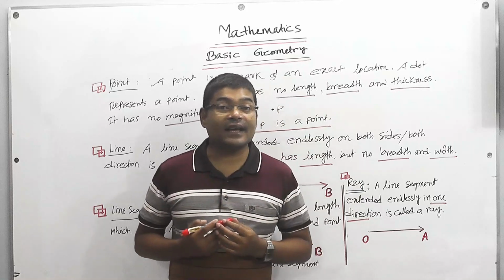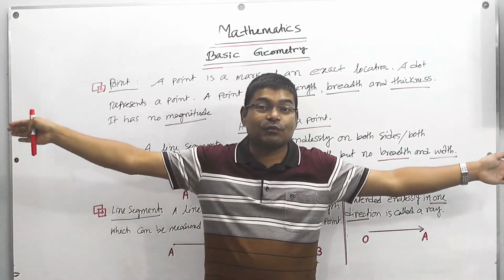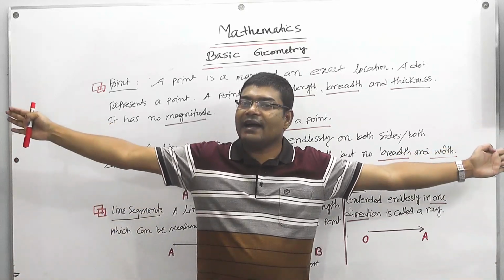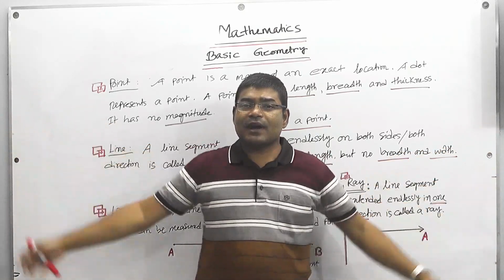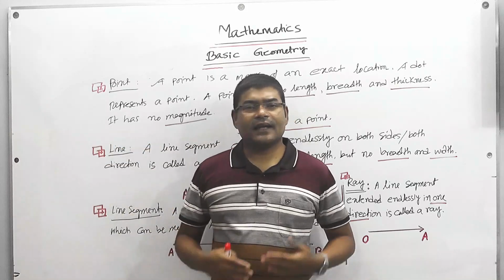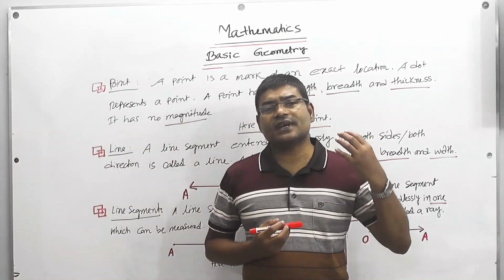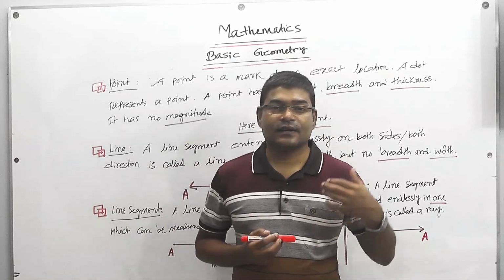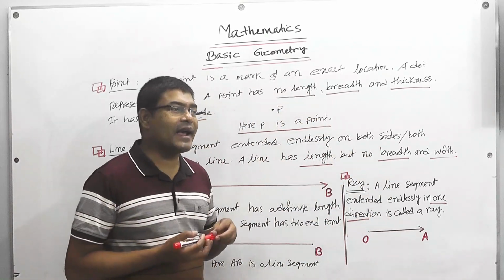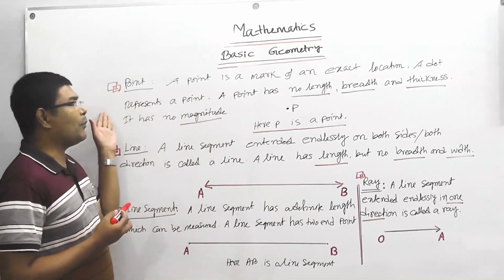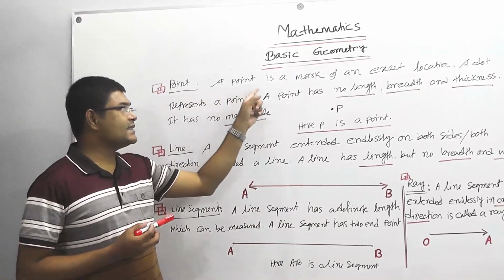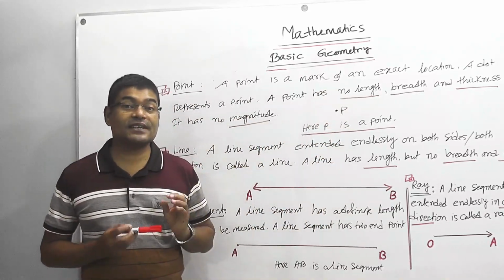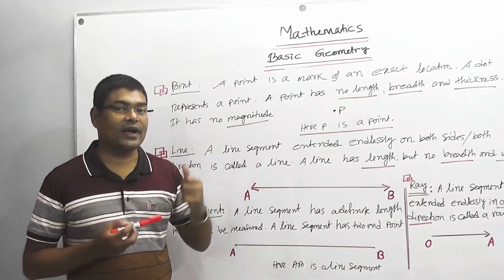But in a line, you can see both sides, both directions. Two directions are open. So this is a line, this is a line segment, and this is a ray. I think you have got it. Now let's come back and review again. What is the definition of a point? A point is a mark of an exact location. A dot represents a point.